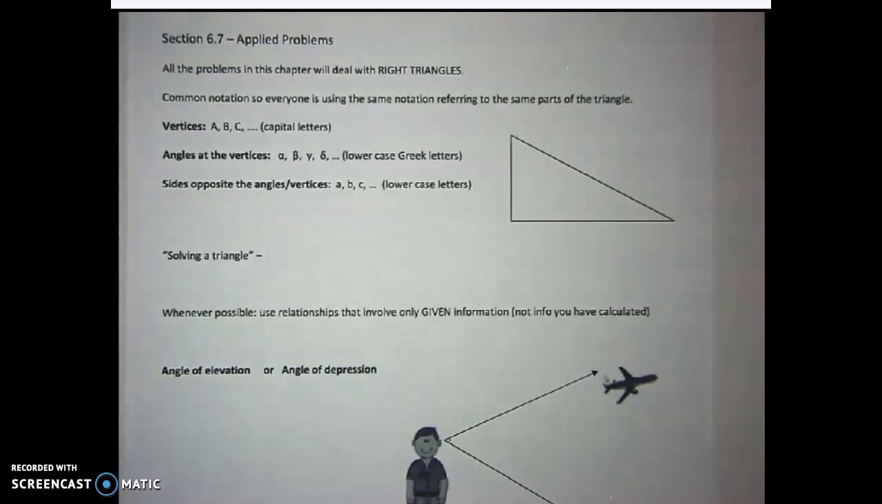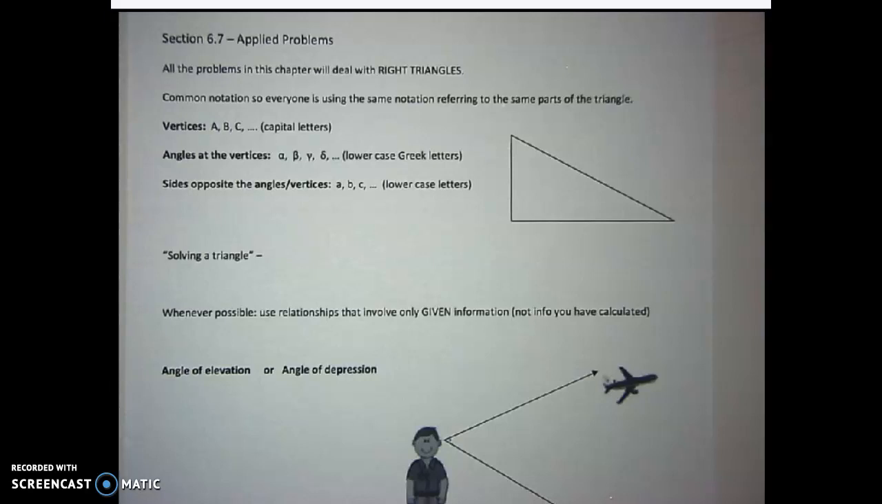Section 6.7, Applied Problems. Or more realistically, let's see how we can put trig to work to figure some things out. So all the problems in this section, for the most part, are going to be dealing with right triangles, where we're going to come up with a right triangle. And so everybody is using the same notation, we're going to introduce some common notation so that when we're referring to a triangle, and anybody's using some language, then we're always referring to the same thing and there's not any question.